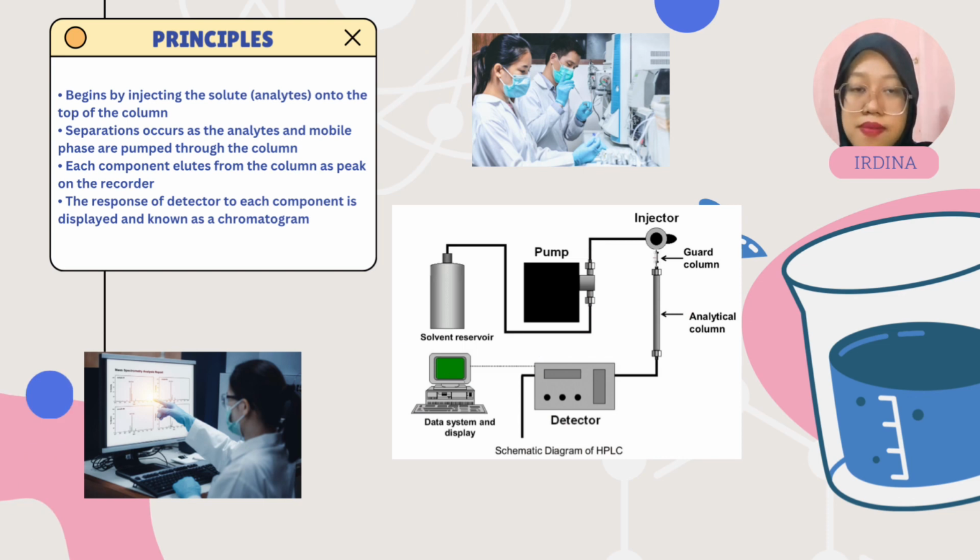Principles. First, it begins by injecting the solute analytes onto the top of the column. Second, separation occurs as the analytes and mobile phase are pumped through the column. Third, each compound elutes from the column and is applied on the recorder. And the last one, the response of the detector to each component is displayed and known as a chromatogram.